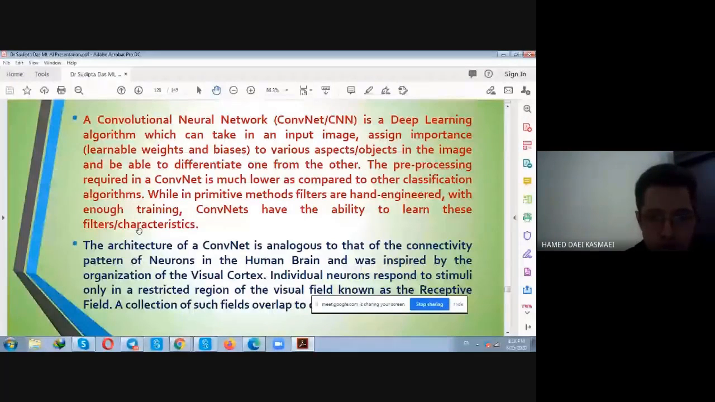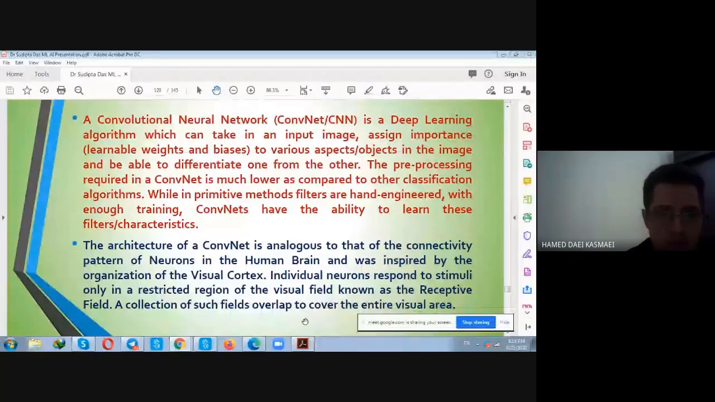The architecture of convolutional neural networks is analogous to the connectivity pattern of neurons in the human brain, and was inspired by the organization of the visual cortex. Individual neurons respond to stimuli only in a restricted region of the visual field known as the receptive field. A collection of such fields overlap to cover the entire visual area. Okay, so we will go further very soon.